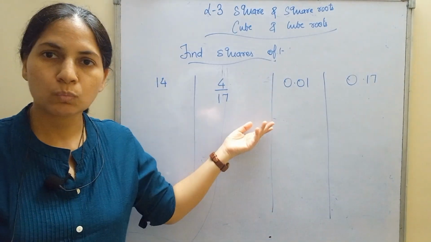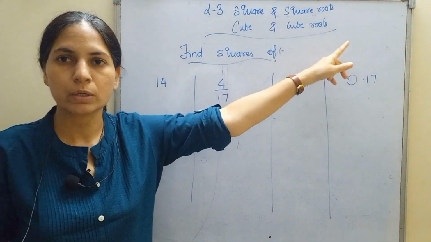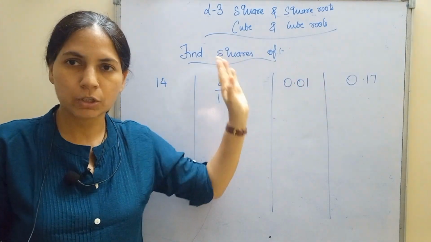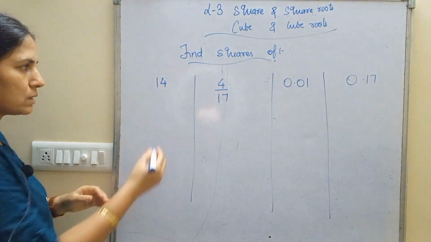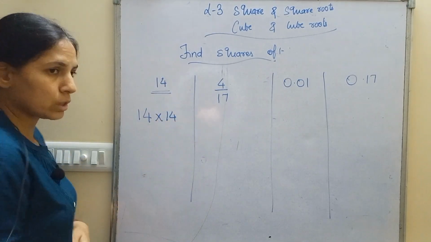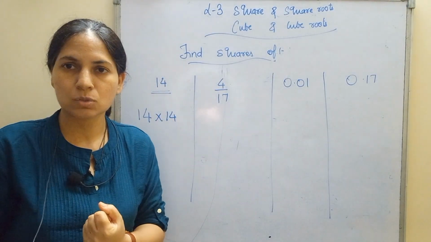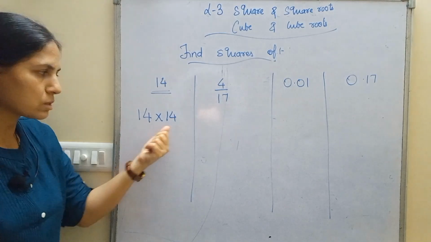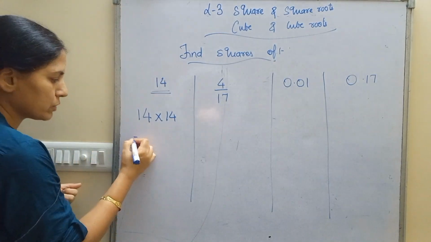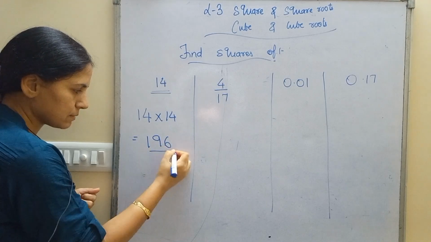Okay, so what do you mean by square and square roots? What do you mean by cube and cube roots? First of all, we need to understand this. Square means when you multiply one number by itself, the number that you derive is called its square. For example, what is the square of 14? Square of 14 is 14 into 14, which is 196.